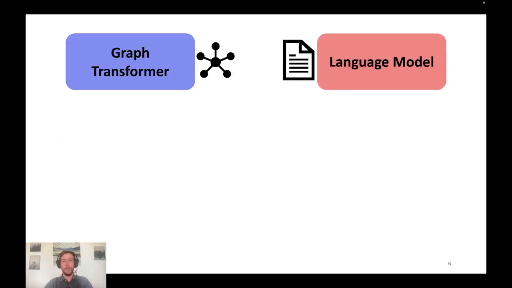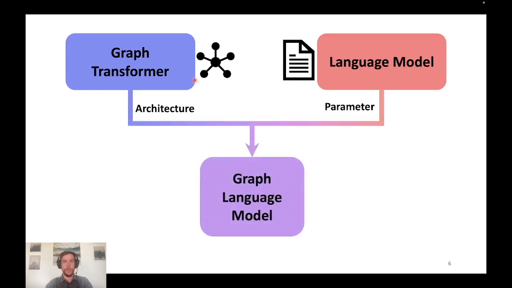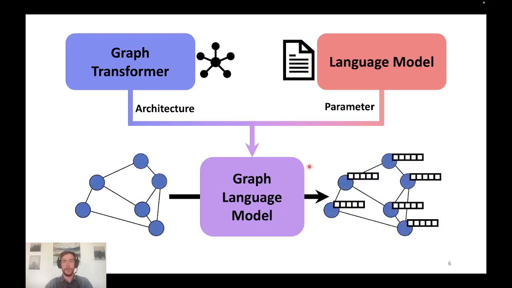We proposed the graph language model in order to better capture both the graph structure as well as the text information inside the graphs. The idea here is that we use a graph transformer, which is a type of graph neural network and therefore capable at reasoning over graphs, and the parameters from a language model, which is pre-trained on large amounts of text and therefore very good at text understanding, to combine them in the graph language model. So the architecture, which comes from a graph transformer, brings the graph biases, while the parameters are inherited from a language model and therefore introduce text understanding. We can use this graph language model then to read in these text attributed graphs to obtain embeddings of both the nodes and the edges.